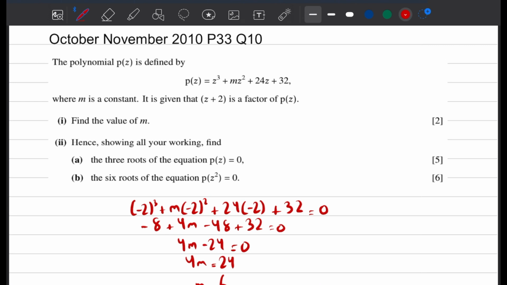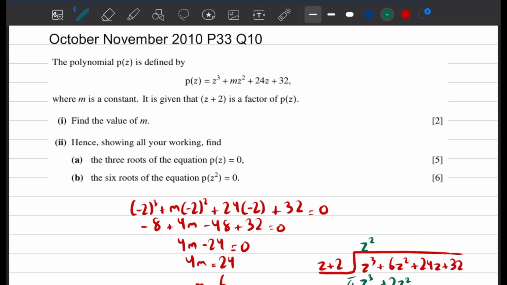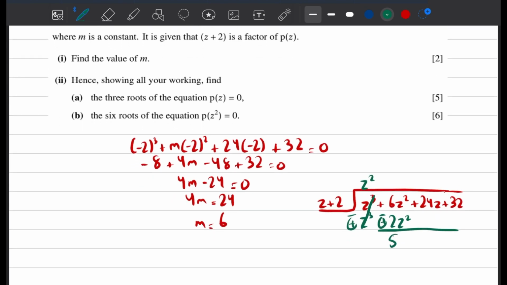So I know the first factor is z plus 2. Yes or no? And let's write z cube plus 6z square plus 24z plus 32. Now let's solve this. Here I'm going to multiply z square to get z cube plus 2z square. Now you change plus 2 to minus. That cancels out, giving 4z square plus 24z plus 32. So you're going to multiply by 4 and z.